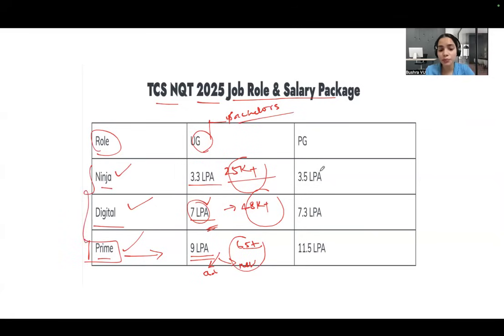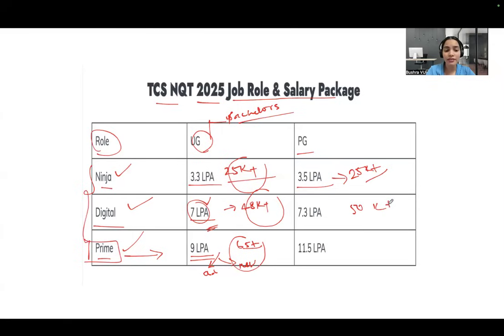When we talk about PG now, for the Ninja role they pay you 3.5 LPA. 3.5 LPA is going to be, again, 25K plus, right? You can expect anywhere between 25 to 26. Then there's 7.3, the same, almost 50K you can expect here.